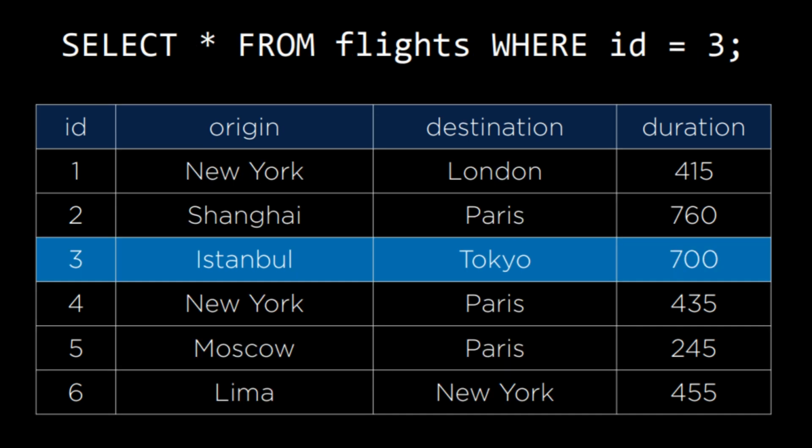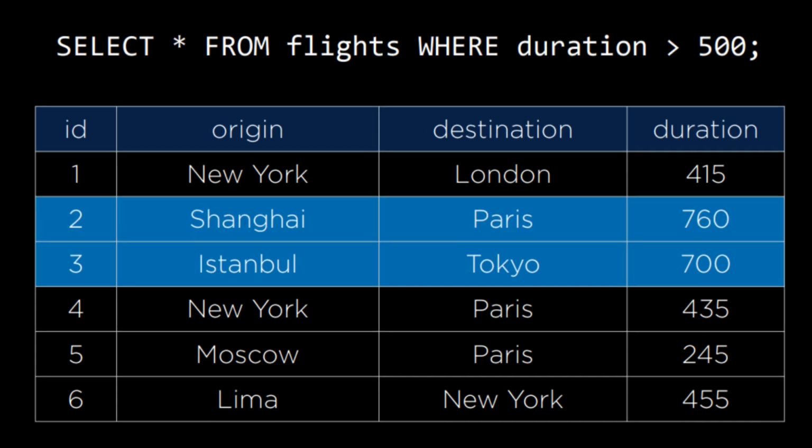And if we want to select only a specific value, we can use the where clause. For example, select star from flights where ID is equal to 3. It will give us the information for ID 3, like Istanbul, Tokyo, 700 duration, the columns. We get that. And if you want to use something else, for example, select star from flights where duration is greater than 500, here we can use greater or less than, like we use in programming. So after that, we can get some values of that.